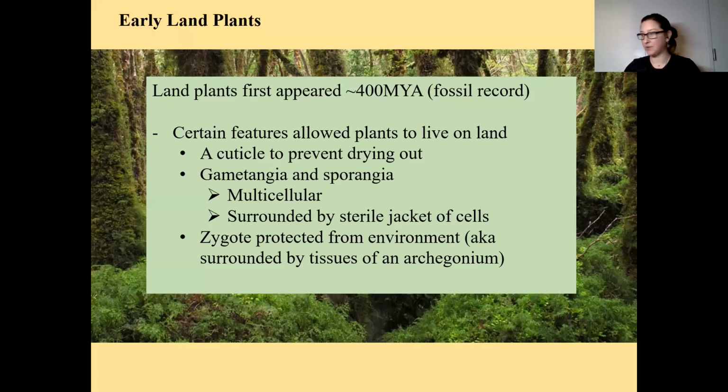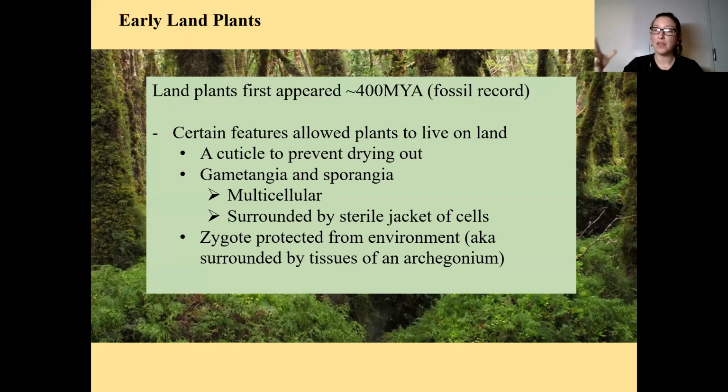And the reason that plants were finally able to make that leap to go from an aquatic environment into a terrestrial environment is that they had certain features that developed. So for example, a cuticle that helped them not dry out on land. When we think of the word cuticle, maybe we're thinking of our nails, right? Like, I got to do my cuticles.